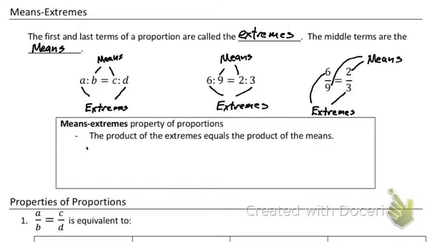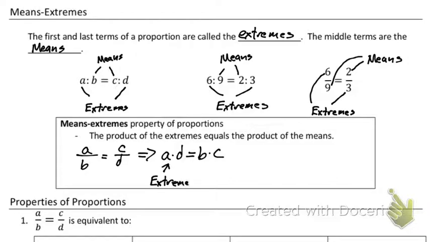So if we have something like A over B equals C over D, then we can say that A times D equals B times C. A times D are our extremes being multiplied, and B times C are our means being multiplied.